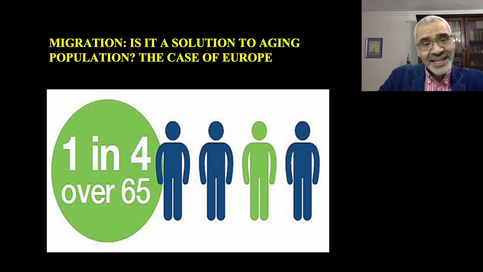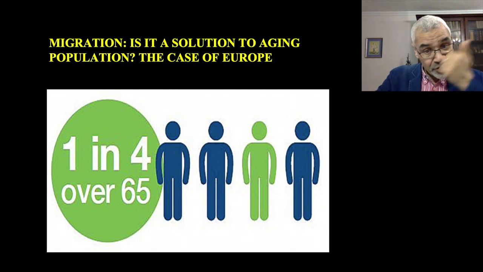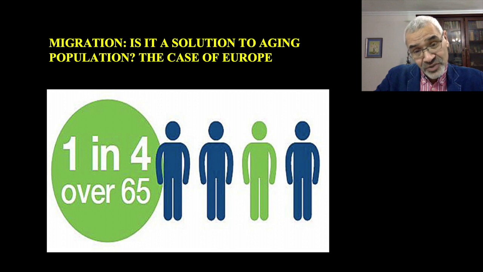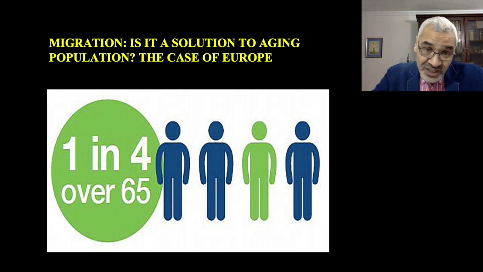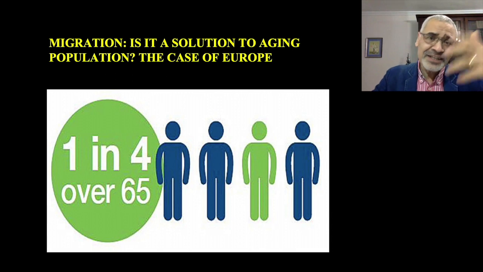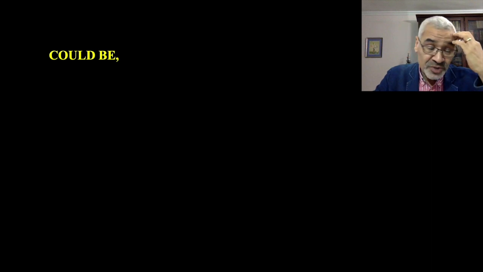So migration, in this case, is it a solution to the aging population? This is a justified or justifiable question. So does this mean that Europe will receive migrants? Now, it is their business. If they want to receive, they receive. But as a case study, let's elaborate on this. Let's talk about this. So of course, migration could be a solution. But it doesn't mean that Europe should open its doors to anyone.